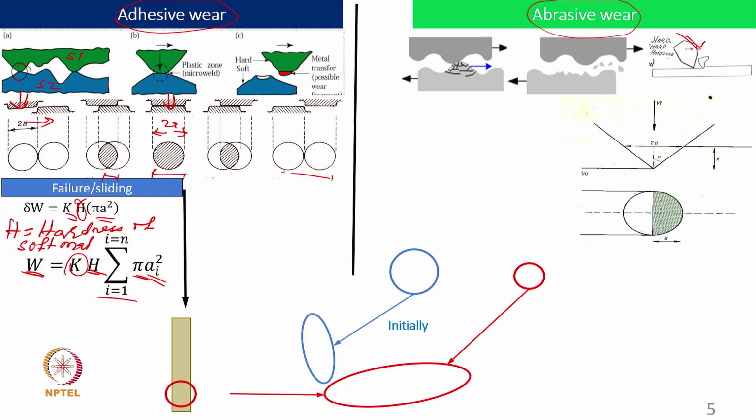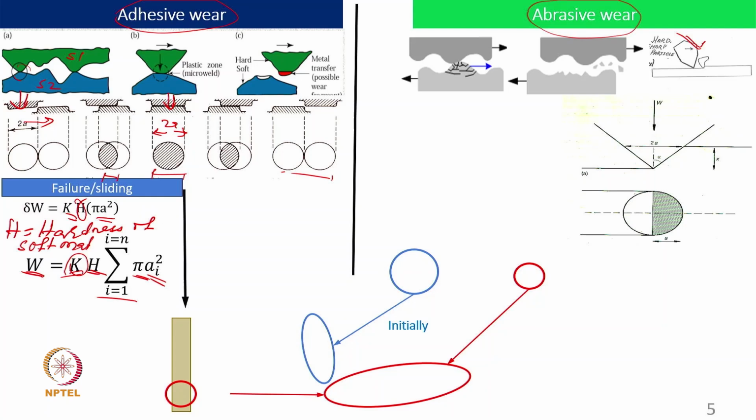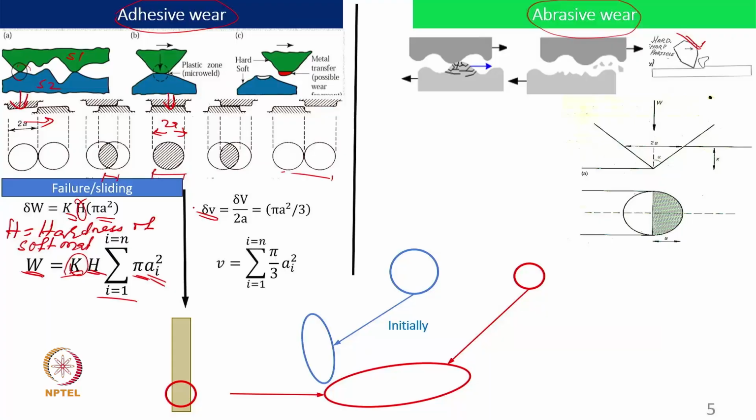It can be lesser than 1, more or less it is always lesser than 1. It can be 0.1, 0.01, 0.001, 0.00001, depending on the probability of failure of the junction. So this is what can be given in terms of the load. We are expressing in terms of hardness, and the radius is unknown and the number of asperities are unknown. Now how much wear volume will occur.